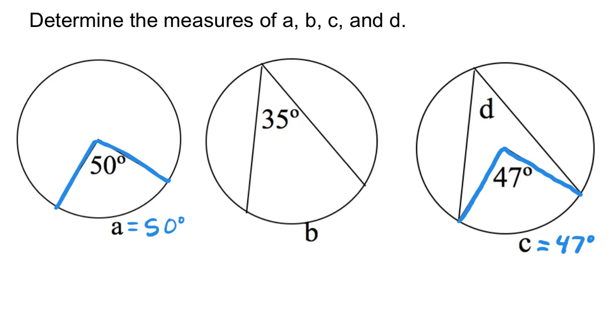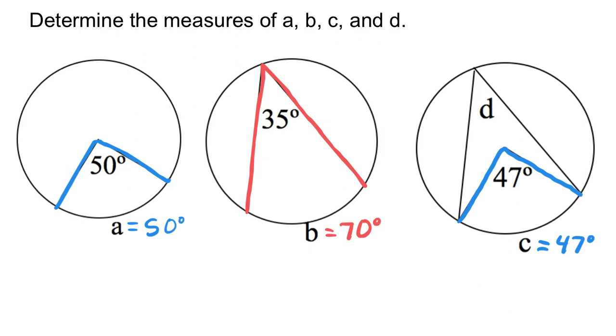The 35-degree angle is not a central angle. It's not at the center of the circle. Instead, it goes all the way to the edge of the circle. That's called an inscribed angle. And when you have an inscribed angle, to figure out the arc, you double it. So if you double 35, you get 70.